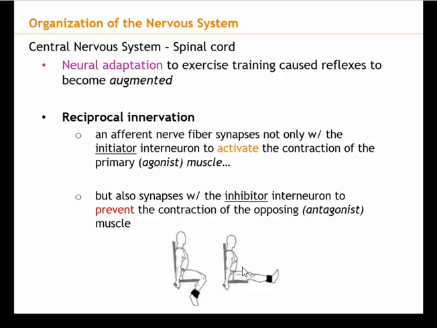But in order to do that, we actually have to prevent the contraction of the opposing muscle, or the antagonist, which is the hamstring. So the neuron is going to synapse with the inhibitory interneuron to prevent the contraction of the opposing muscle. In this case, it's the hamstring. And that's exactly what we saw on the last slide. It's just called reciprocal innervation.